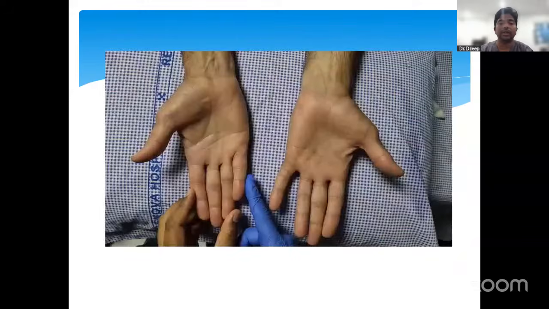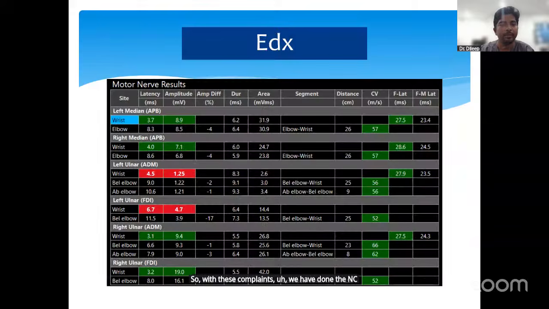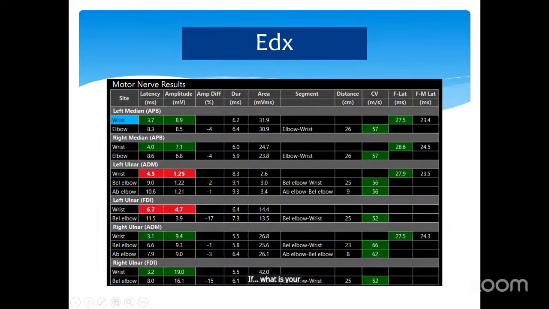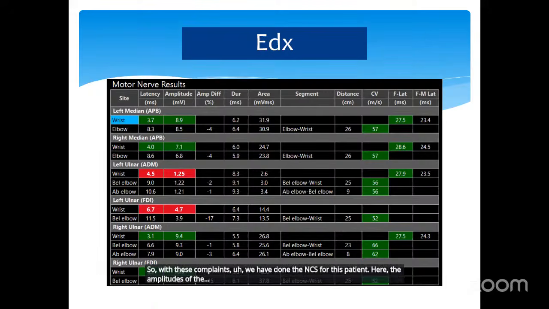So with these complaints, we have done the NCS for this patient. Here, the amplitudes of the left median. Dilip, what is your thinking about the case? What level are you thinking?